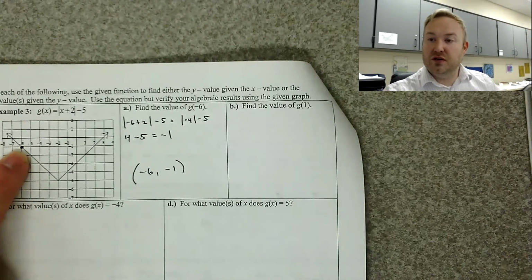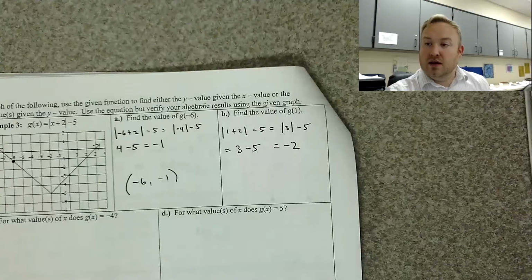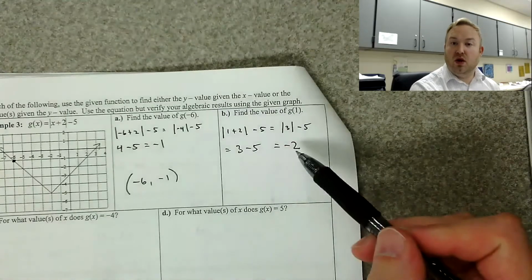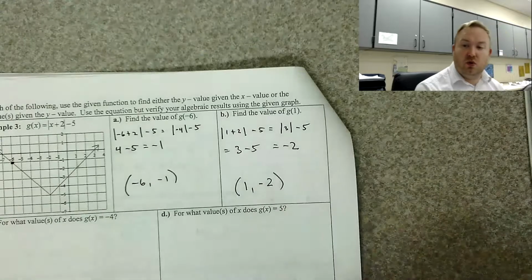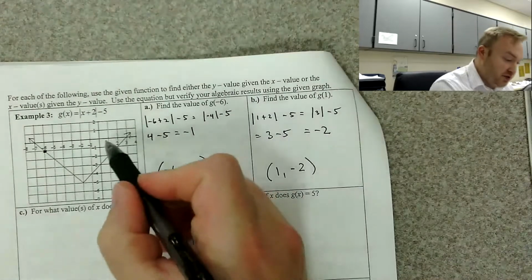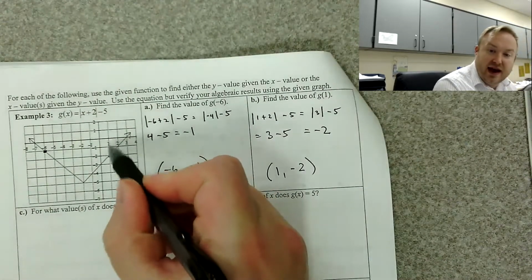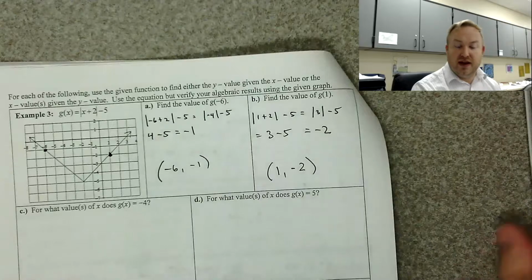Find the value of g of 1. Okay, we'll do that. I have found the value of g of 1 to be -2. That means we should have a point with an x coordinate of 1 and a y coordinate of -2. And there it is right there, x coordinate of 1, y coordinate of -2.